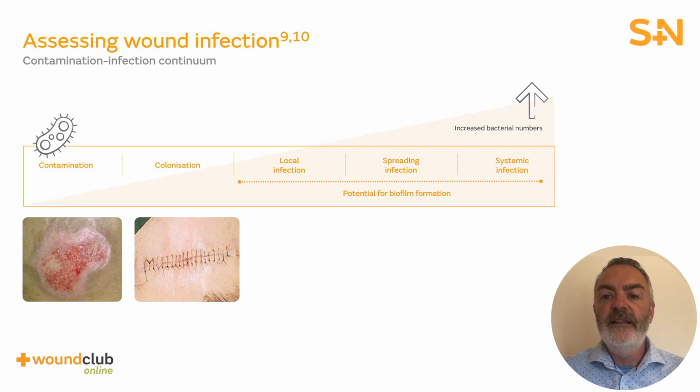Spreading infections indicates that the bacteria have moved onto the peri-wound soft tissue, which will result in erythema and possible pain and edema. Systemic infection occurs when bacteria enter the bloodstream. Whilst vigilance is important for any chronic wound, treatment is required for wounds with local, spreading or systemic infection. Coming up, we will discuss assessment and management of each of these findings.